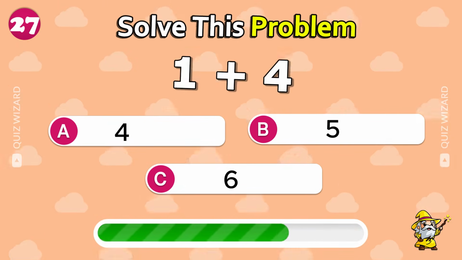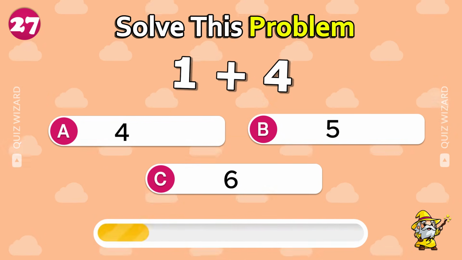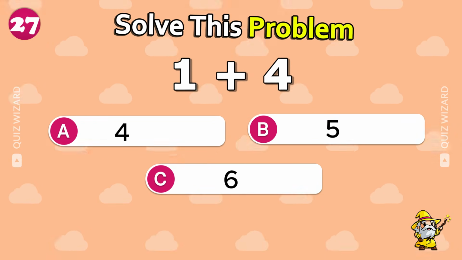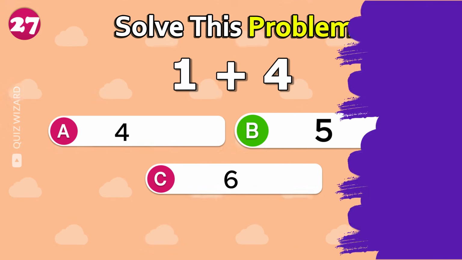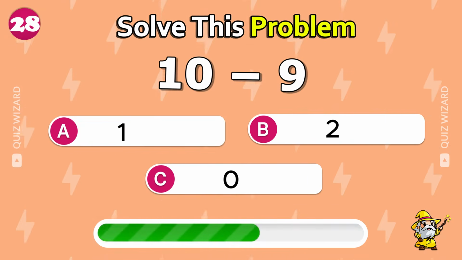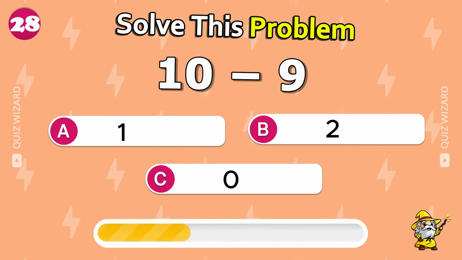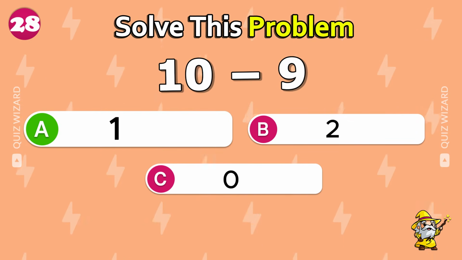What is 1 plus 4? 4, 5, 6. Correct is 5. How much is 10 minus 9? 1, 2, 0. Correct is 1.